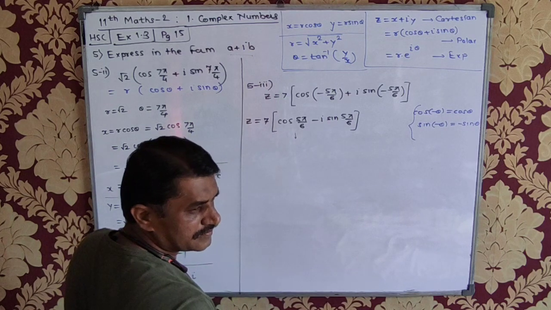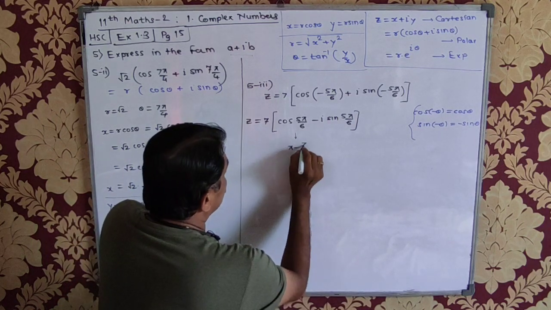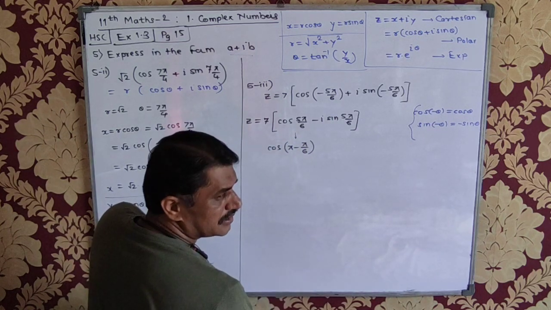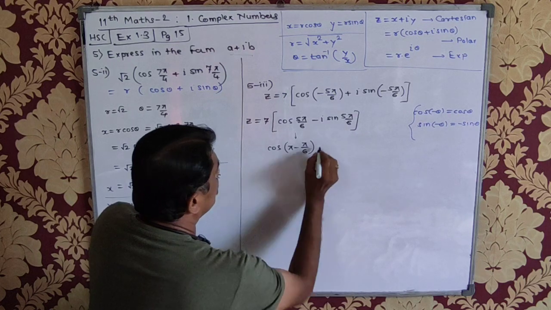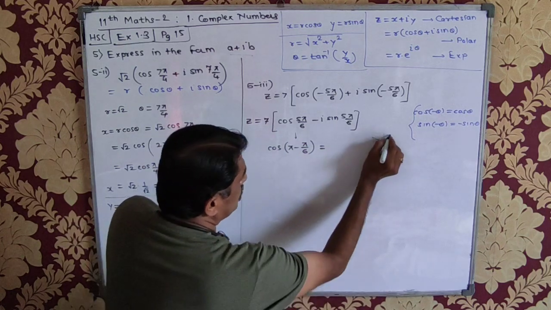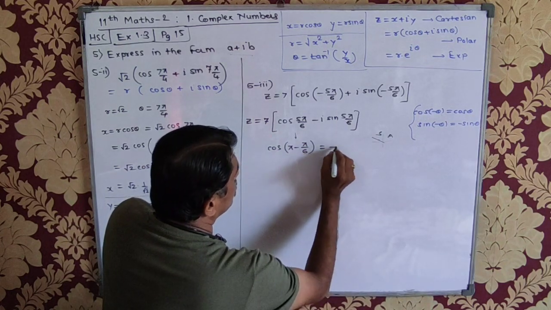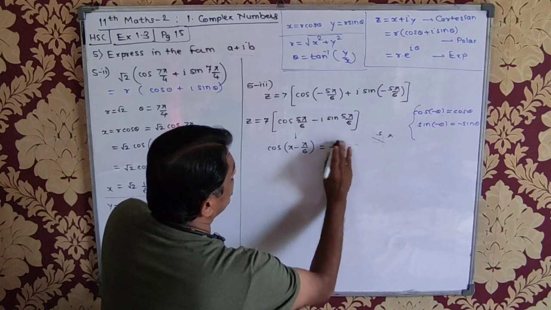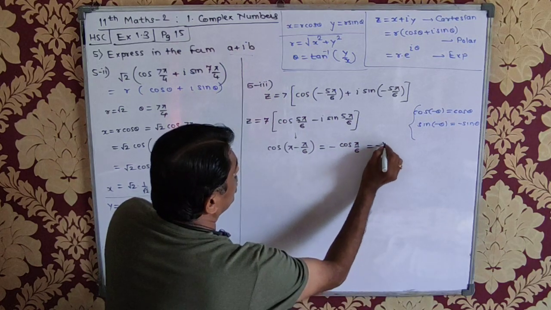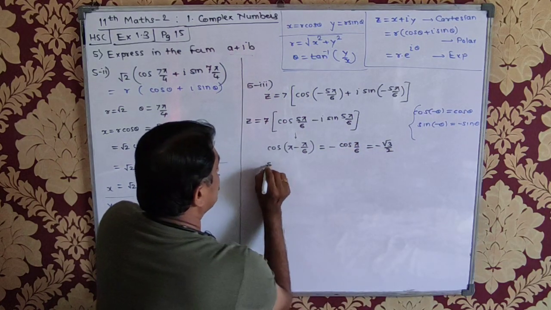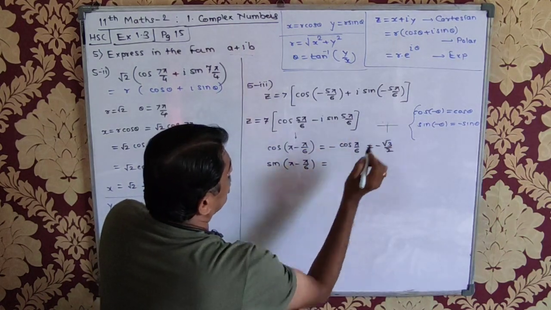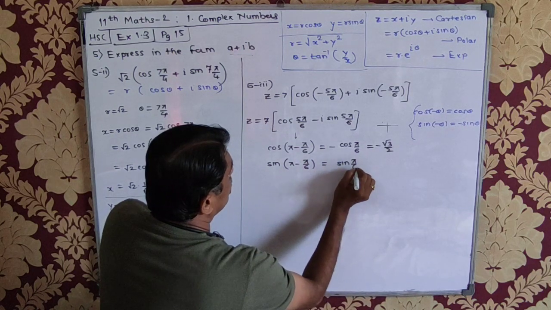5 pi by 6 is pi minus pi by 6, isn't it? And what is that equal to? Cos of pi minus theta, 180 degrees. Second quadrant, all silver teacup, sin is positive. So it is minus cos pi by 6. Cos pi by 6 is root 3 by 2, so this is minus root 3 by 2. Sin of pi minus pi by 6 is equal to, once again second quadrant, sin positive, sin pi by 6, that is equal to half.